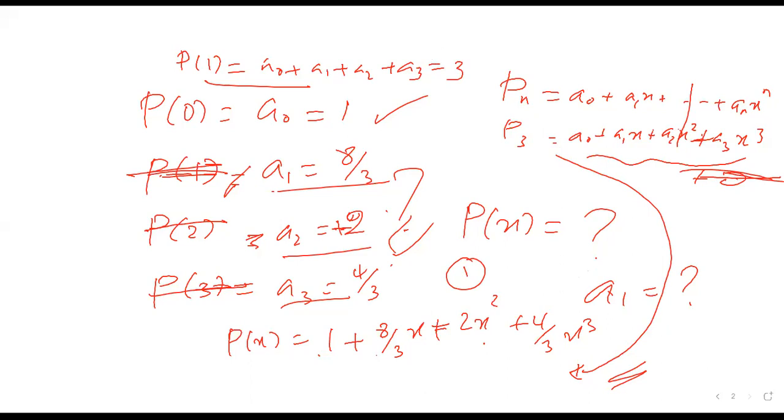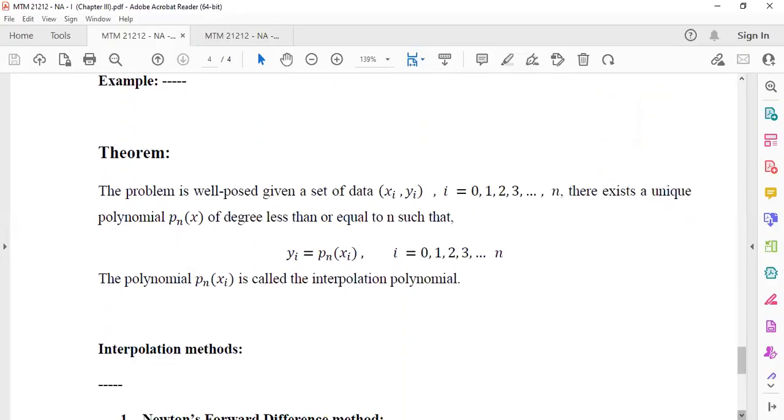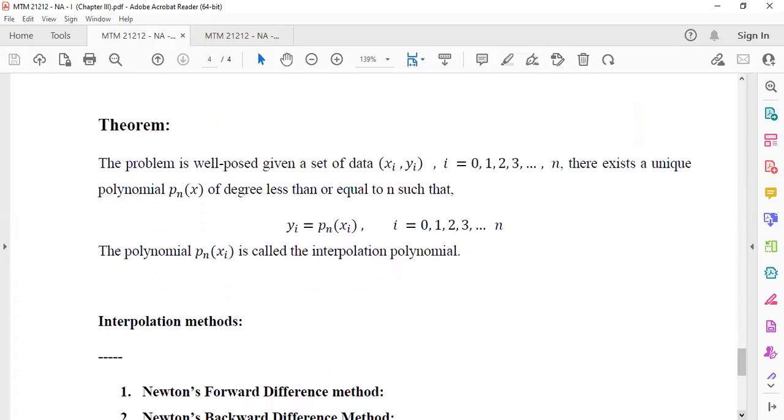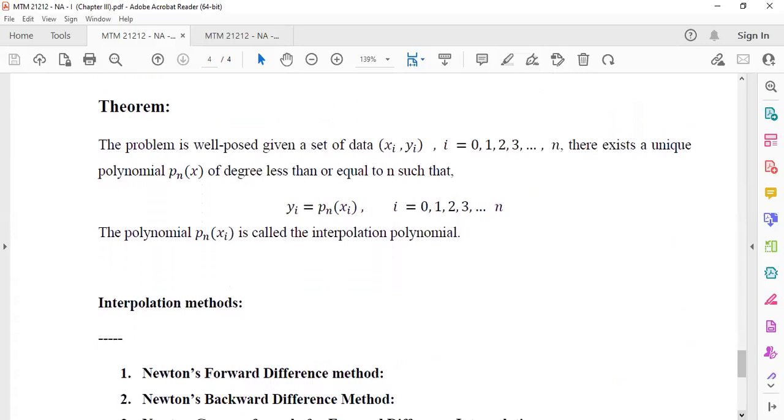Okay. So there is a theorem, of course. That's how we have derived our definitions. It's nothing new. Just the definition. This definition has been derived from this theorem. The theorem says the problem is well posed. It means it has a unique solution.